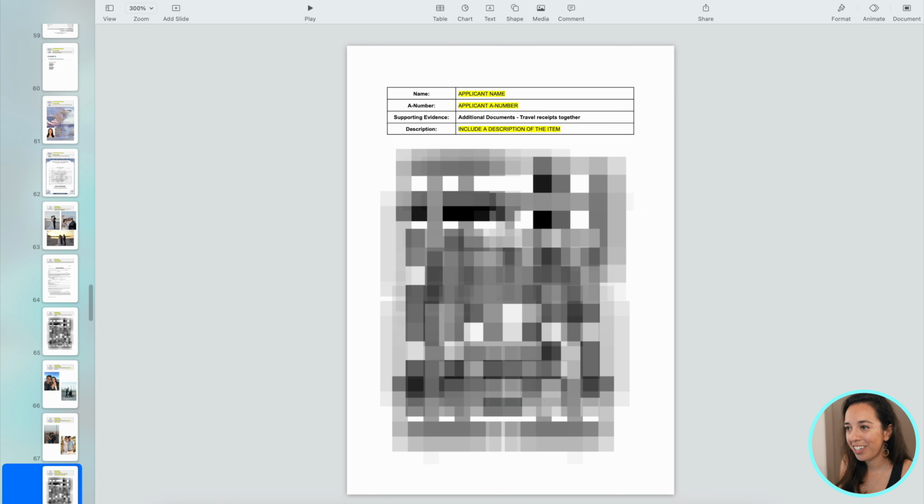Similarly, we included proof of our travels together, such as boarding passes and travel receipts. Once again, you can really include anything relevant to your situation to show USCIS that you have a genuine marriage and relationship. And that is all you need for the adjustment of status side of things that you need to submit to USCIS. If you'd like to see how to mail it off to USCIS, then skip towards the end of the video.